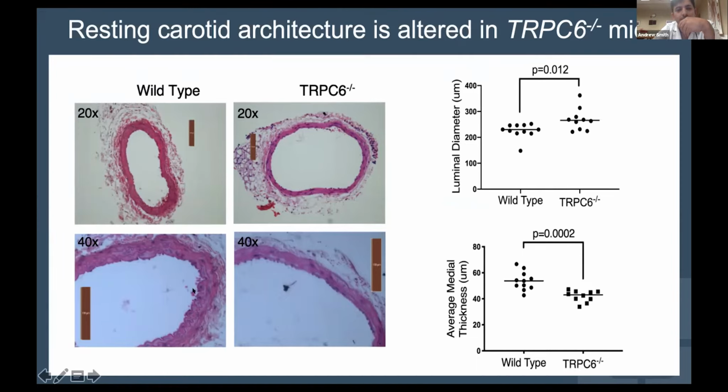It's difficult to make out on the H&E stain, but in the manuscript we confirm this more clearly with a resorcin-fuchsin stain, that TRPC6 knockout media also contain a reduced number of elastic lamellae compared to wild type common carotid arteries.